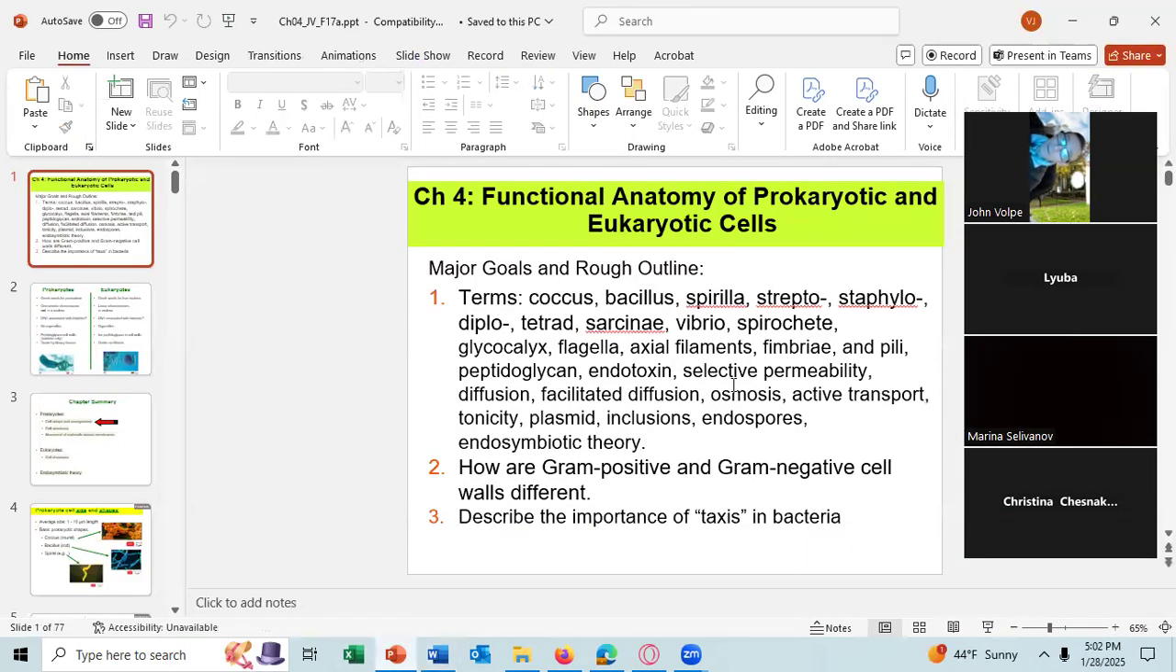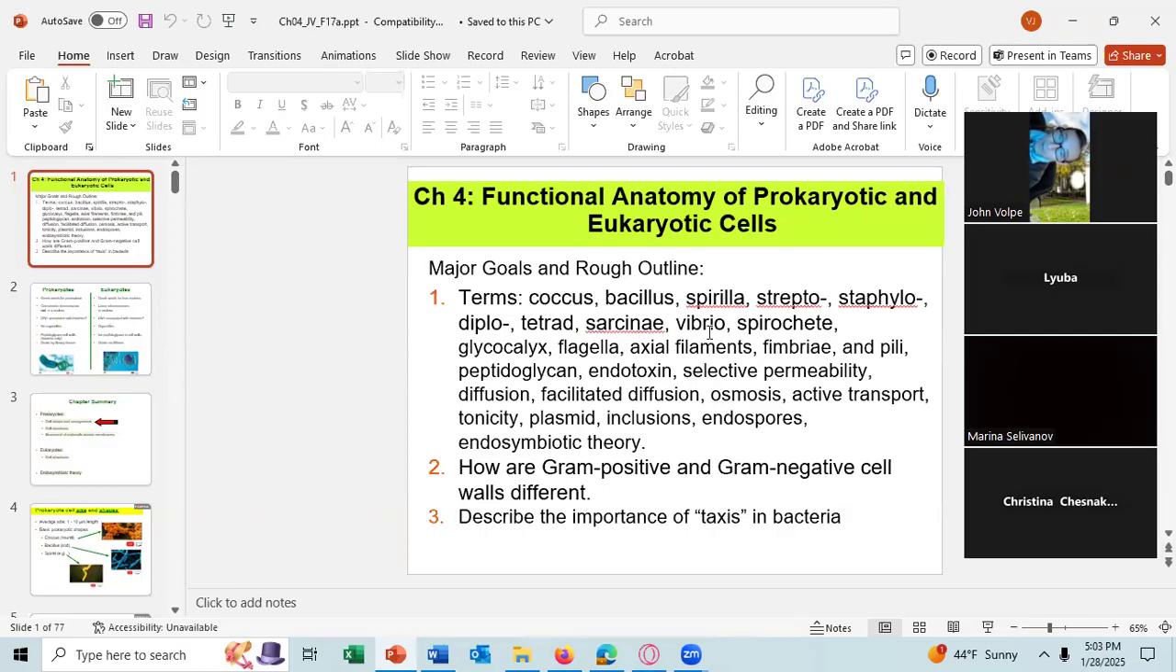Chapter 4, the functional anatomy of prokaryote and eukaryotic cells. Now, let me warn you, normally I do not cover the anatomy of eukaryotic cells because you should have had that in your preliminary biology class, which I believe would be for most of you, biology 160. I will cover the functional anatomy of prokaryotic cells, but you should already know the functional anatomy of eukaryotic cells. In the rare case that I have time, I will begin the discussion of the anatomy of eukaryotic cells.